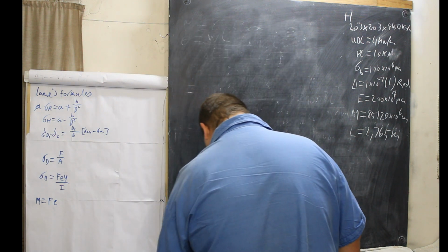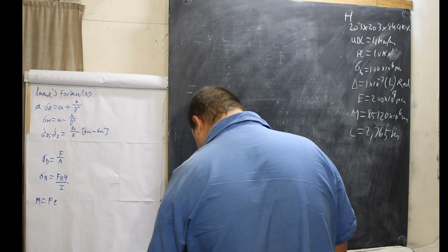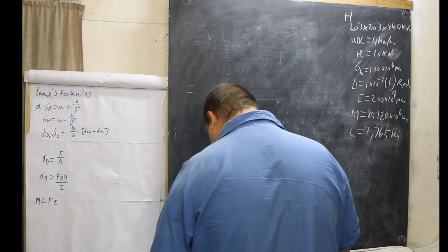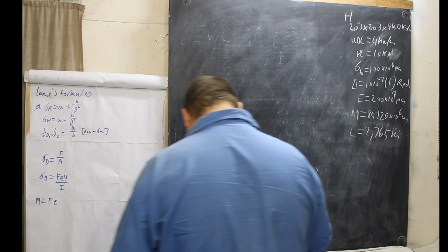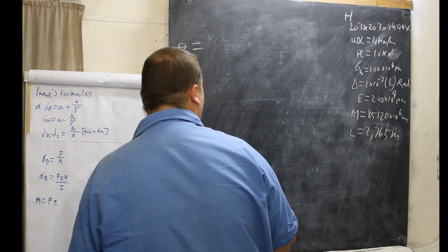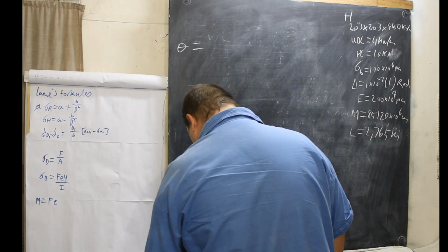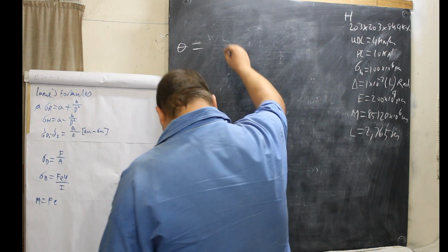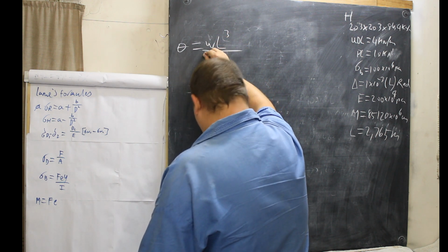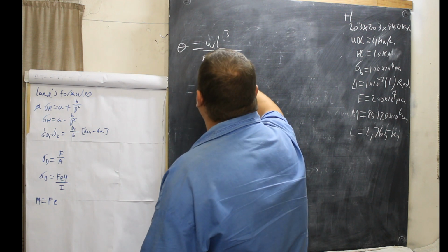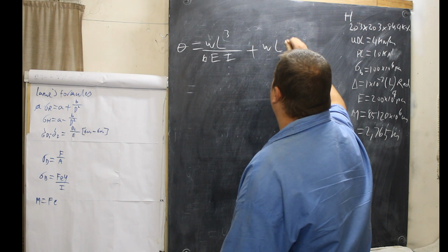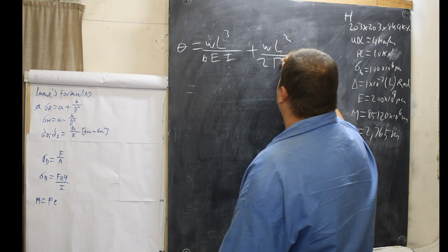Okay, next, what we want is the slope, deflection, and bending stress. So we're going to do the slope for the allowed length. So slope, WL cubed over 6 EI plus WL squared over 2 EI.